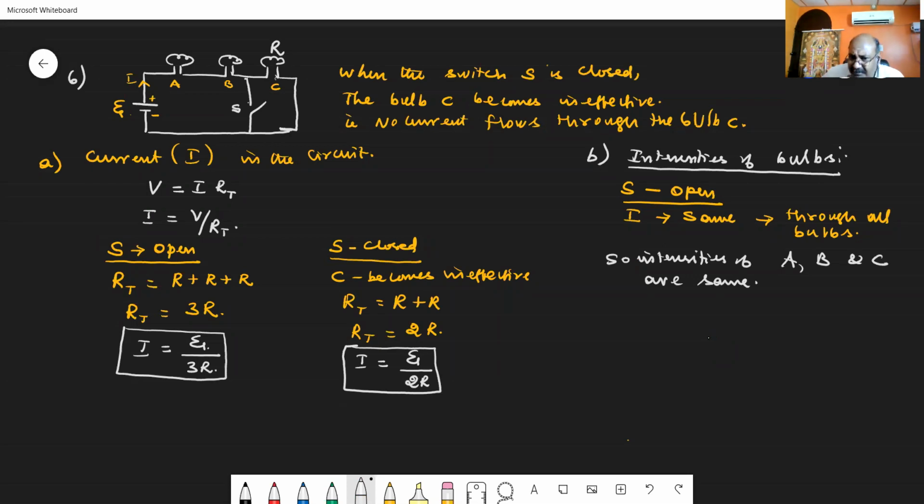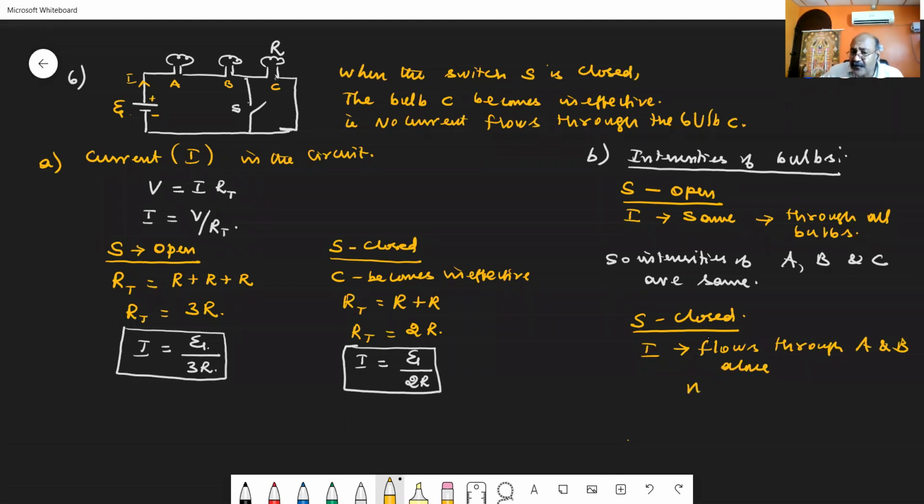But what will happen to the intensity when S is closed? When S is closed, we can say the current I flows through A and B alone.